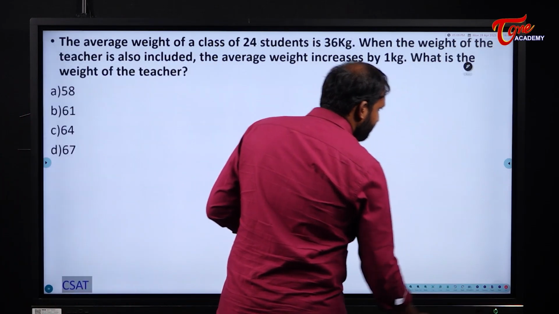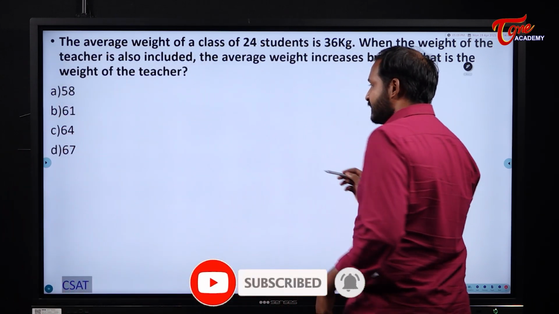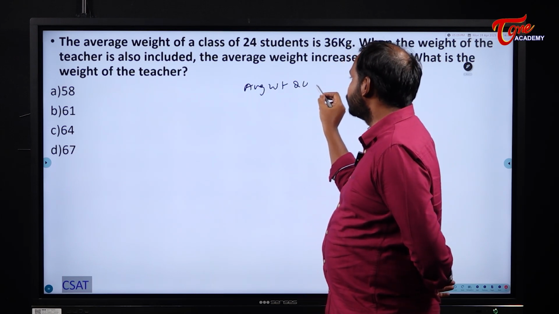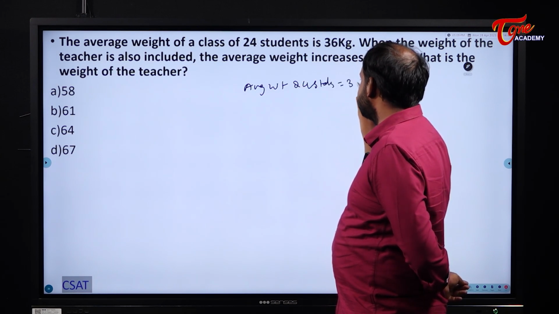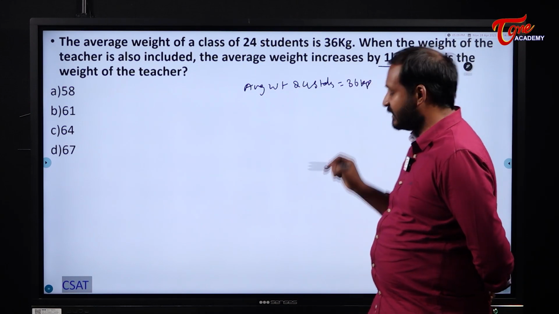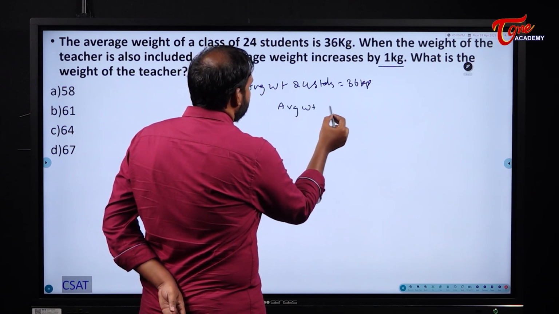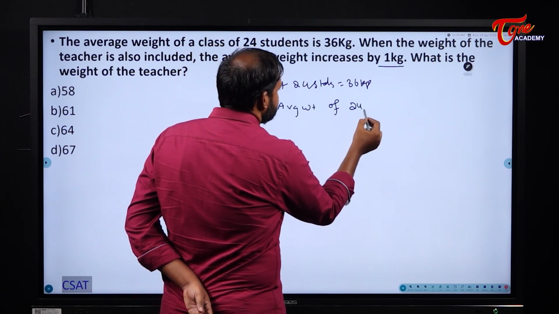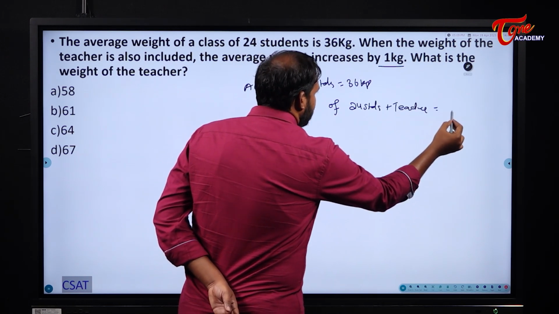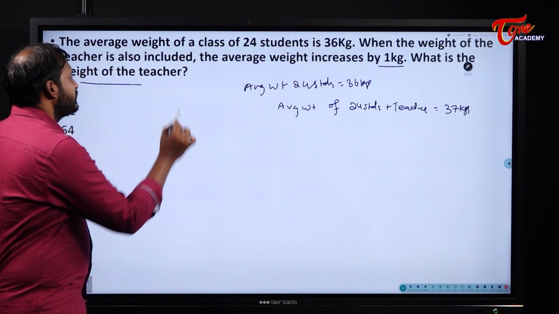Next one. Now see here, the average weight of a class of 24 students is 36 kgs. When the weight of the teacher is also included, the average weight increases by 1 kg. So the average weight of 24 students plus a teacher is 37 kgs. What is the weight of the teacher?